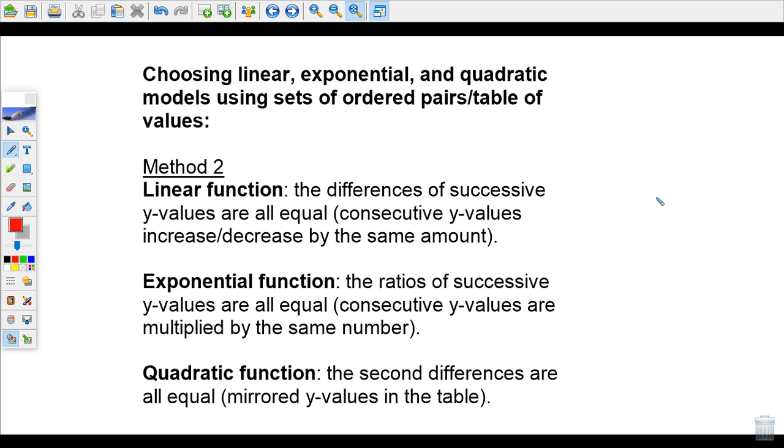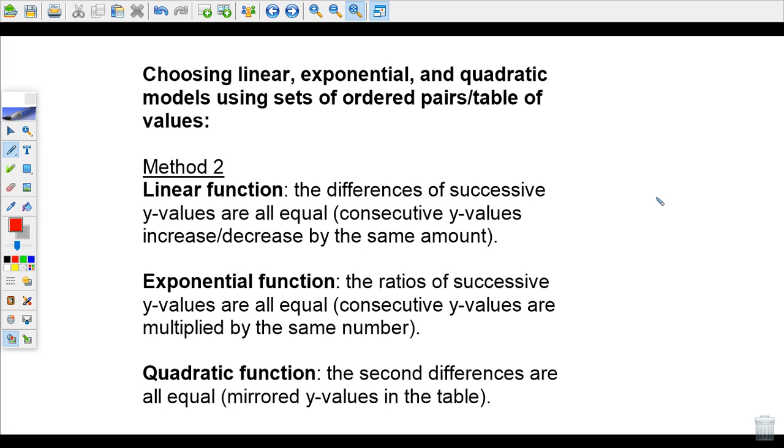In an exponential function, the ratios of successive y values are all equal. So ratios meaning when we divide, the quotients all come out to be equal. Another way to look at this is that consecutive y values are being multiplied by the same number. So from one y value to the next, to the next, they're all multiplied by the same number. And then for a quadratic function, you could look for what's called the second differences.